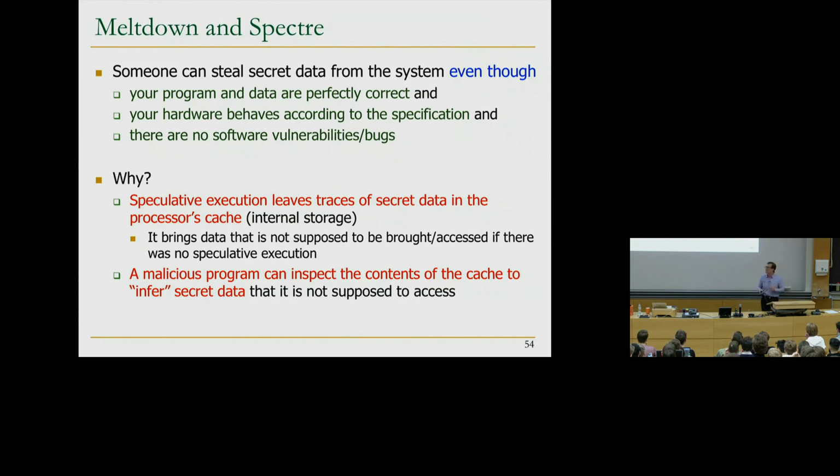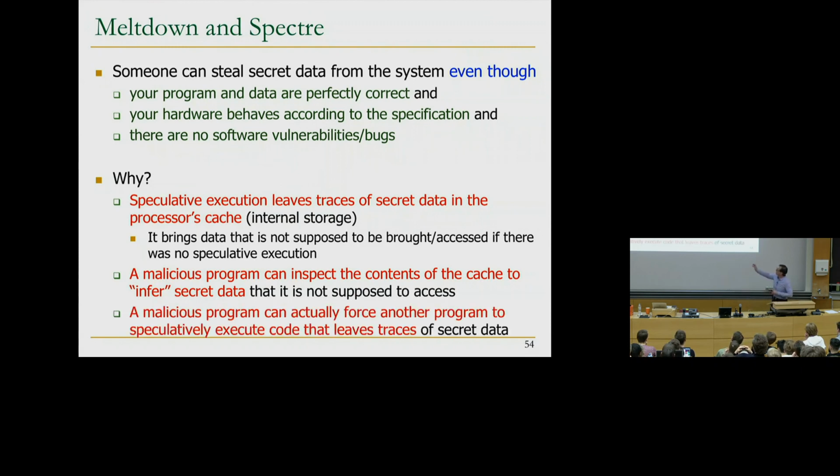This is called leakage, side channel leakage. Essentially, you're leaking information because you have some side channel here. A malicious program can actually force another program to speculatively execute code that leaves traces of secret data. So it could construct this attack and make it more effective by forcing some other program to go into the wrong path and execute speculatively. You may not understand any of this at this point, and it's a relatively complicated attack. Rowhammer is a relatively easy attack: you hammer, you get a bit flip, and you just need to exploit that bit flip. Here, you need to jump through a lot of hoops to exploit it, which is also very, very interesting.